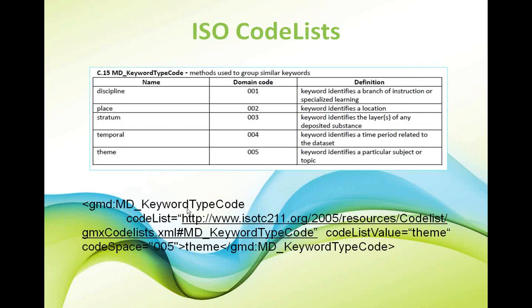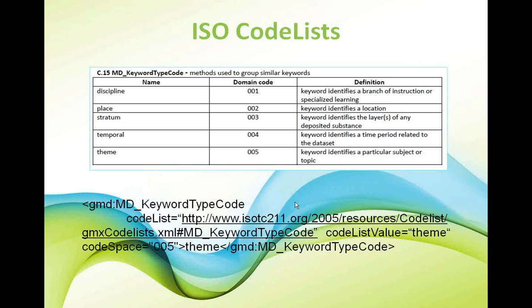So in the XML here, you will see keyword type. What keyword type do we have? We have theme, and according to this code list right here, theme is a keyword that identifies a particular subject or topic.